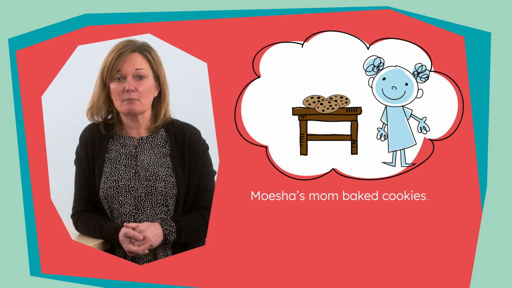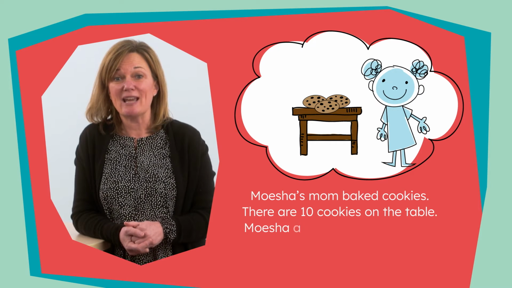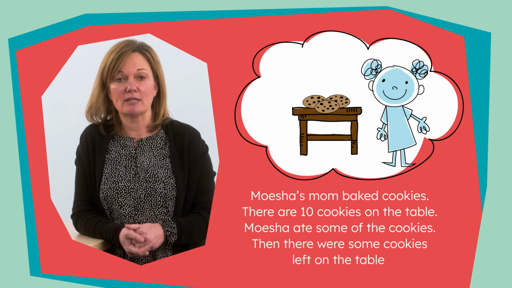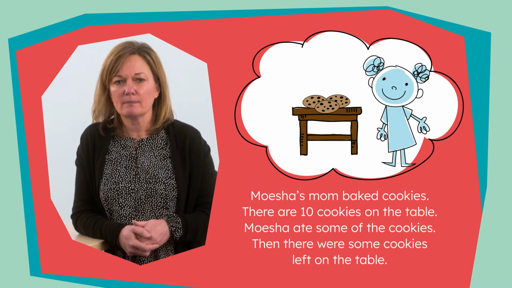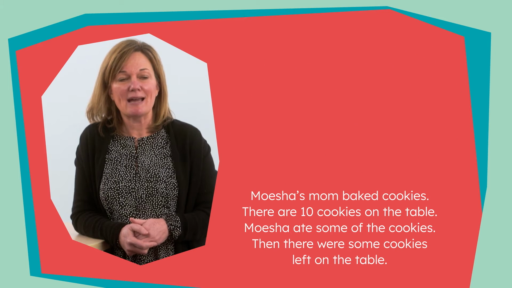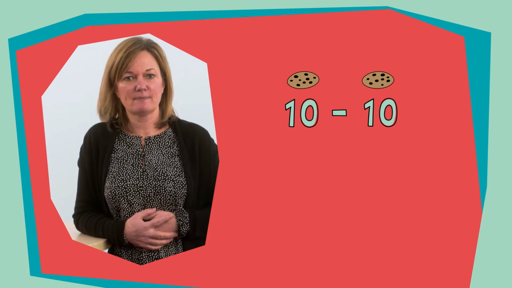Moesha's mom baked some cookies. There are 10 cookies on the table. Moesha ate some of the cookies. Then there were some cookies left on the table. What do we know now that we didn't know before? Exactly! We now know that Moesha has 10 cookies on the table. How many cookies do you think Moesha ate? Moesha could have eaten 1 or 3 or even 10 cookies.